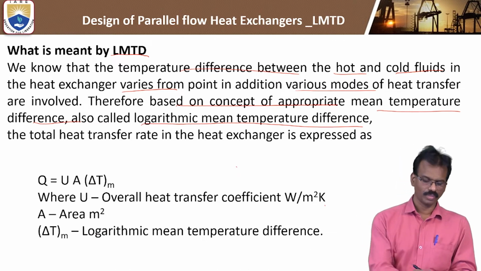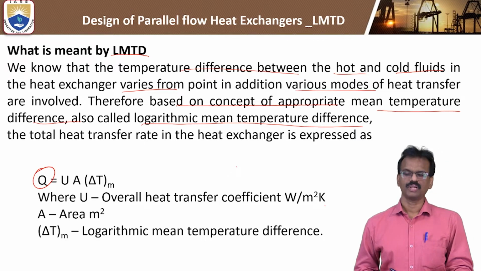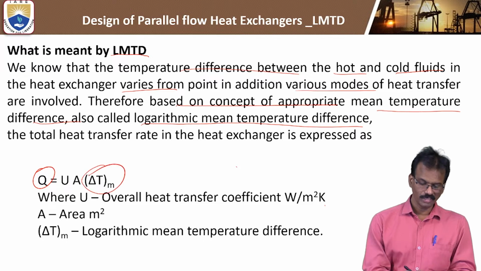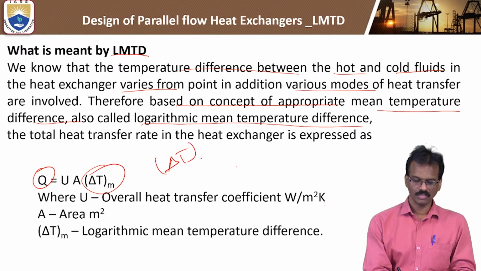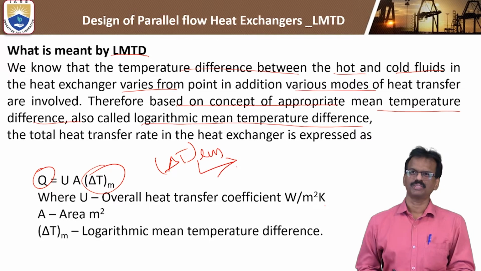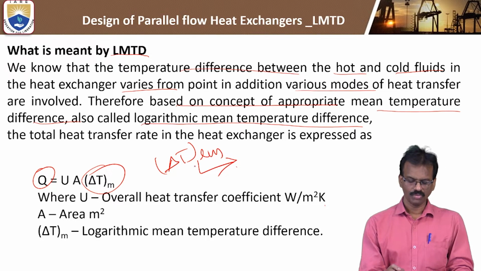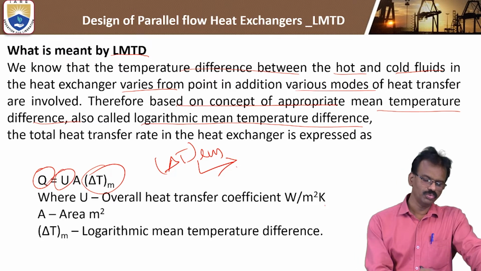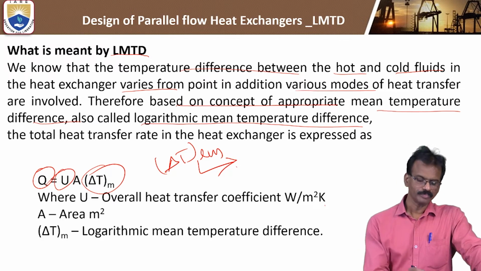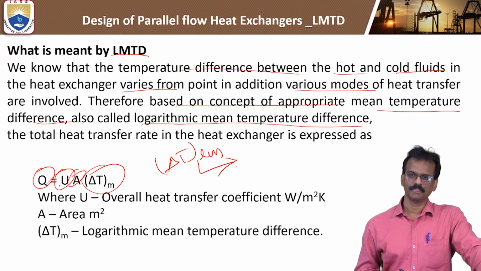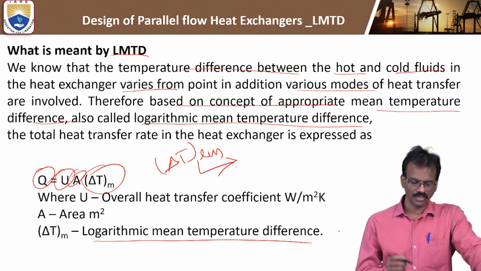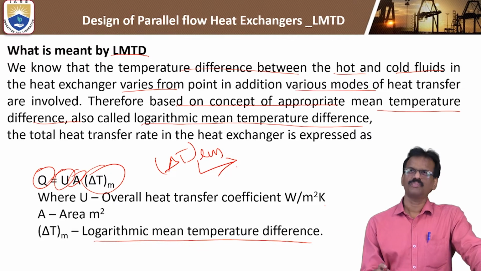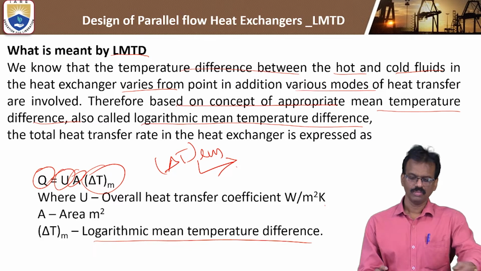We can express it like this: Q, the rate of heat transfer, is equal to U A into delta T LM. This delta T LM is nothing but the logarithmic mean temperature difference. U is the overall heat transfer coefficient and A is the area. In this method you have to find the LMTD for the parallel flow and the counter flow.